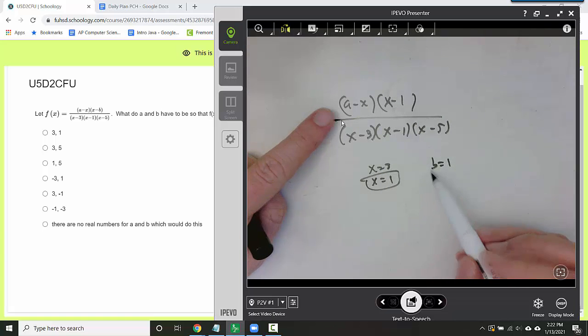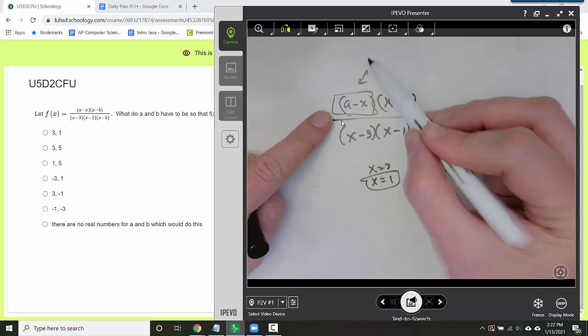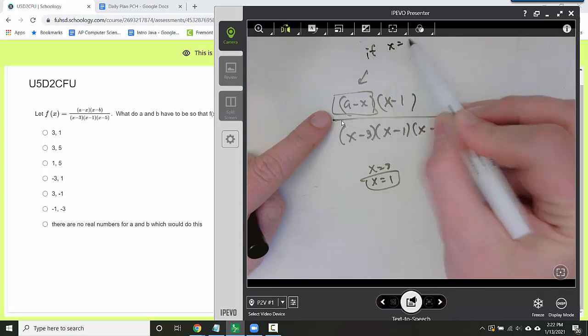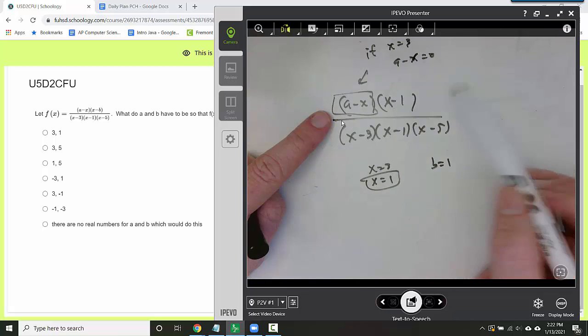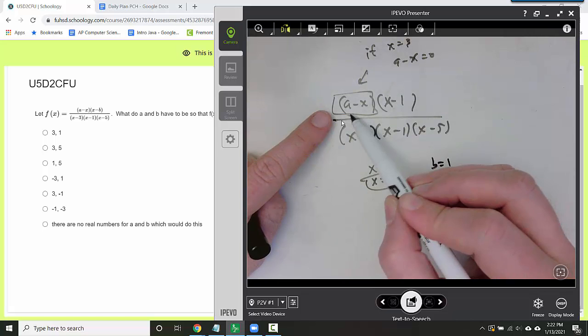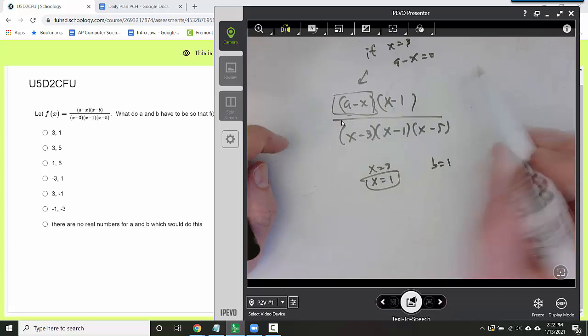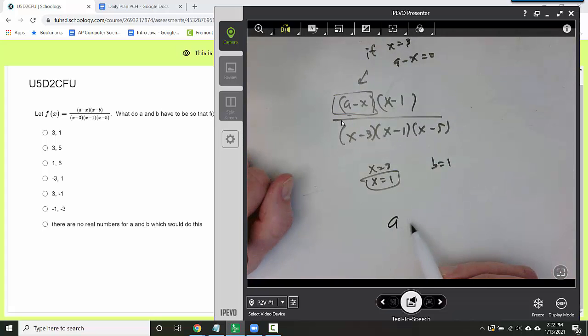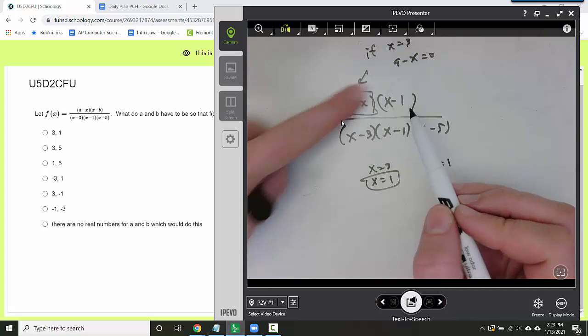I want to make sure that this term has an a value where, if x equals 3, then a minus x is going to equal 0. Hopefully you can see just by inspection that if a equals 3, that does it. A different thing you could do is solve for a. You could say a minus 3 equals 0, therefore a equals 3, an algebraic equation. Another way you could do it is factor out a negative sign.